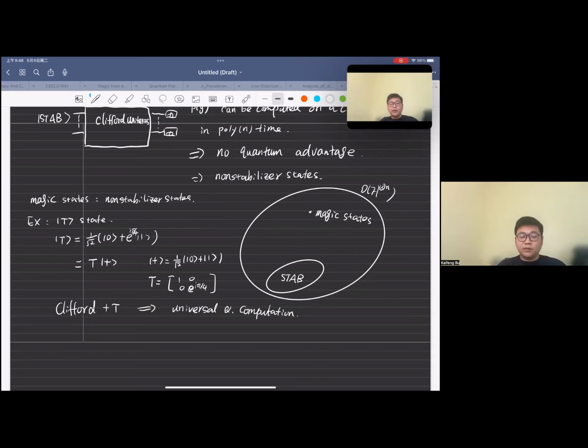So we can use Clifford plus T to realize universal quantum computation, but if we only have Clifford unitaries, we cannot do that. There's a way to use the magic T state and the Clifford unitary plus some Pauli measurement. Then we can realize the T gate. This protocol is called magic state injection.